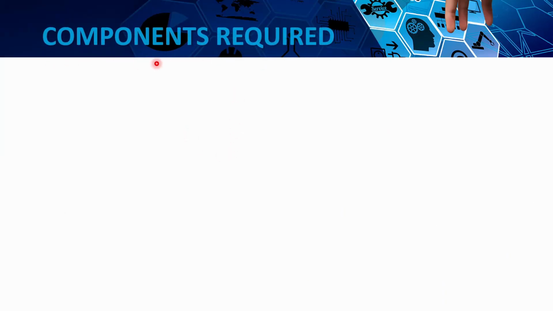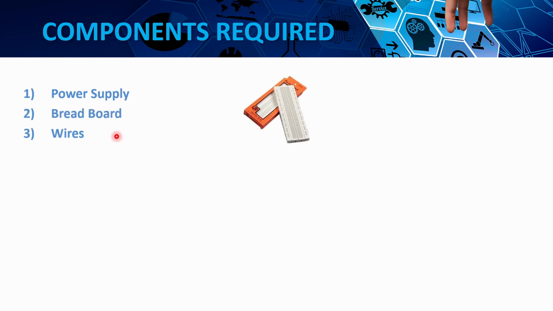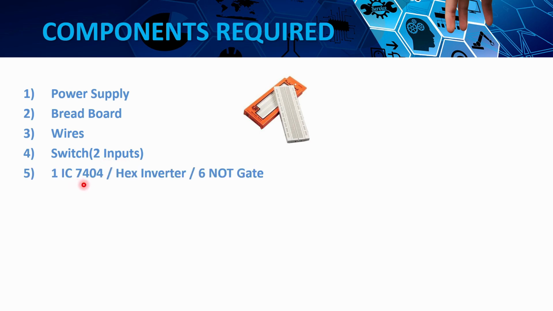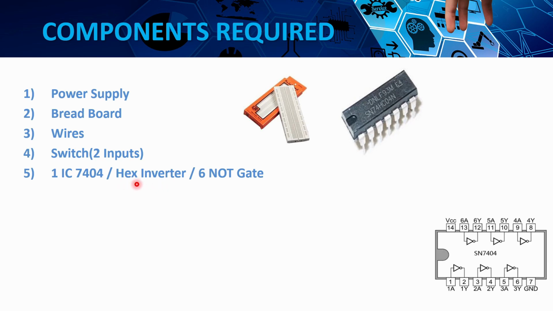Now for our simulation, let us see the components required for our 2:4 decoder circuit. We need a power supply, a breadboard, wires, switches for our 2 inputs A and B, and one IC 7404, also called a hex inverter. As you can see in the pin diagram given below, it contains 6 NOT gates. Input 1A is the input and 1Y is the output for the first NOT gate, and likewise for the other NOT gates.